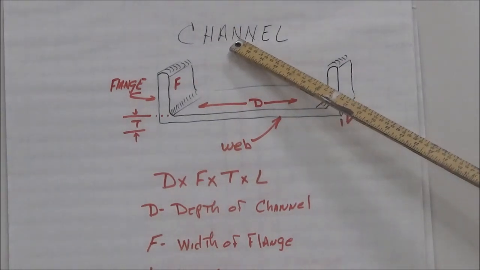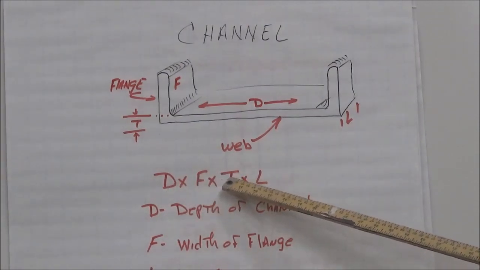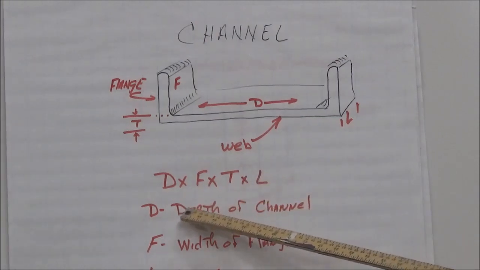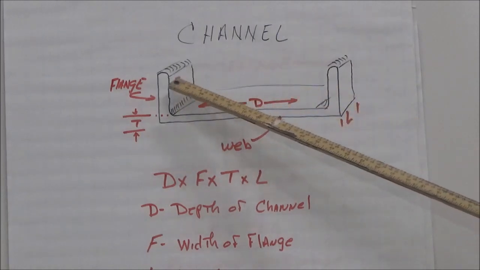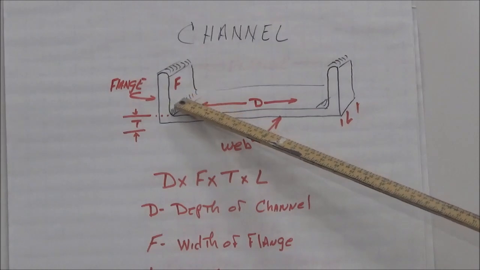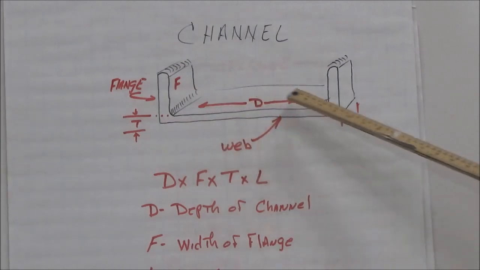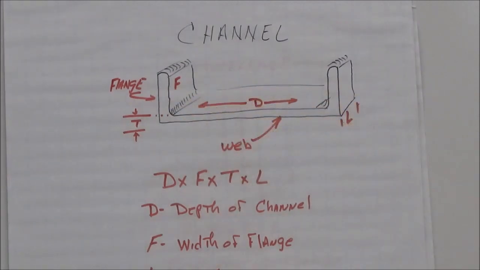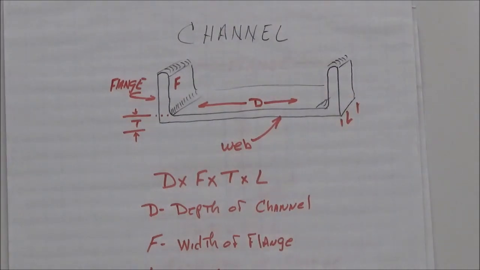Now, channel is a little bit different as we write it by D, by F, by T, by L. Now, D is the depth of the channel, and that's the distance from the inside of one leg to the inside of the other. But pay attention, because this is a radius corner in here. So the actual inside working area is right from here to here, even though this is the actual inside depth of the channel. F is the width of the flange, and you can see that written as either a decimal or a fractional type equivalent.